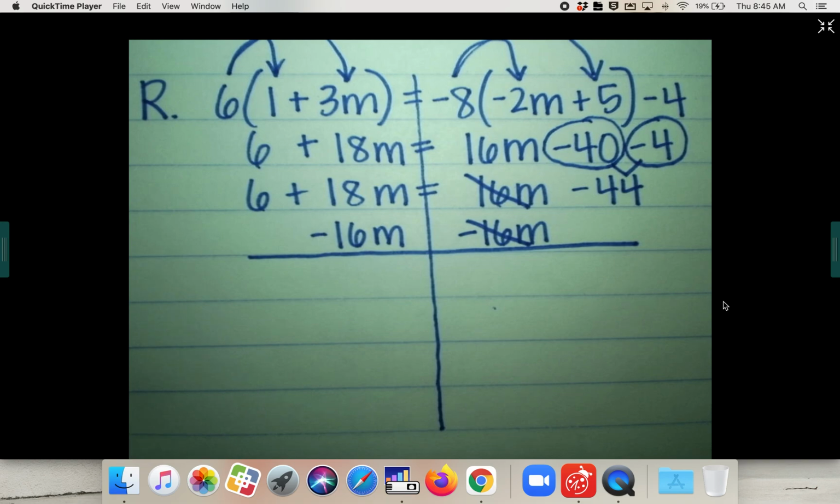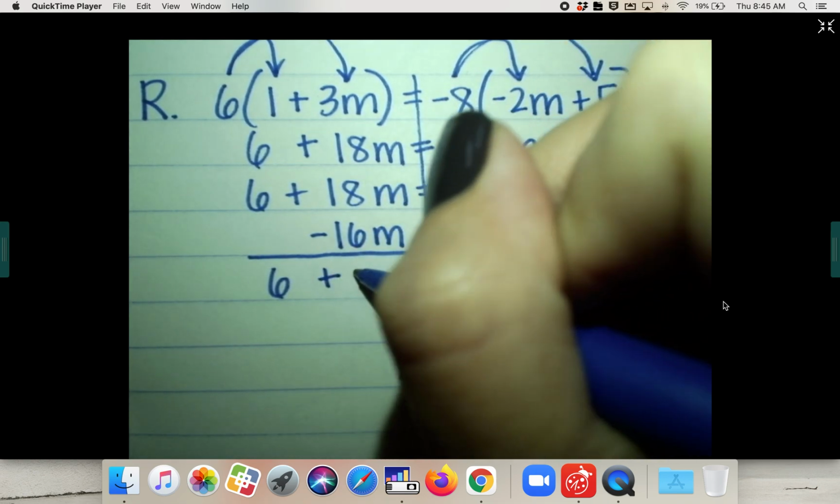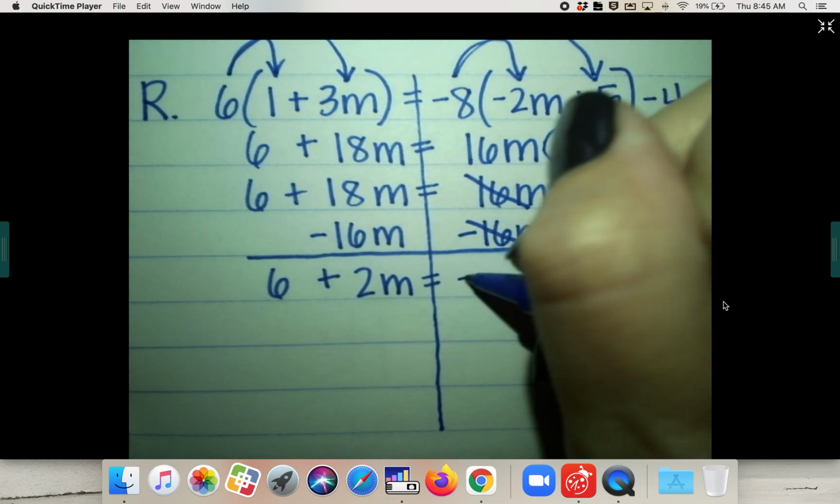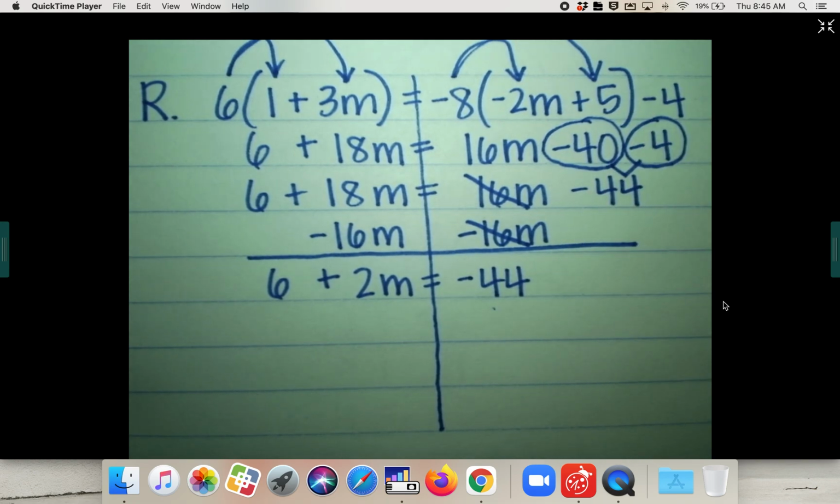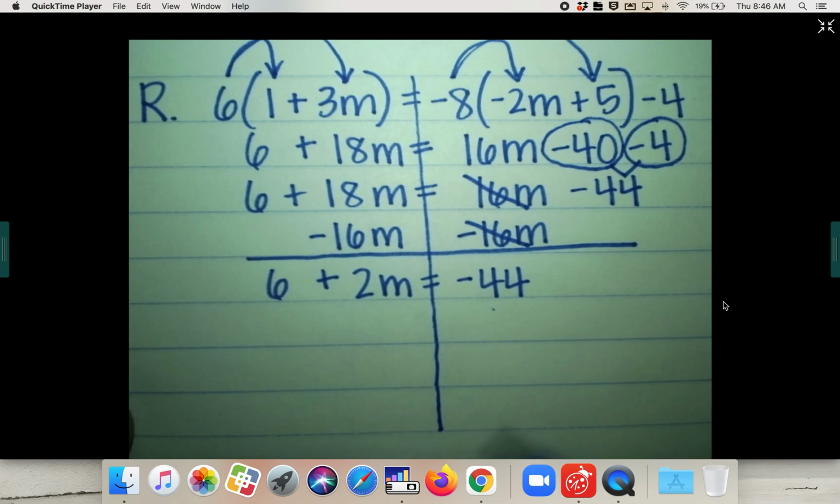Okay, so on the left we have our 6 over here, and then what's 18m minus 16m? +2, so I'm gonna put plus 2m. And on the right, all we have left is not 44, but -44. So bring down our -44. And now we've got a two-step equation. Look at your variable and keep it there. Get rid of the other guy next to it. So let's subtract that 6.